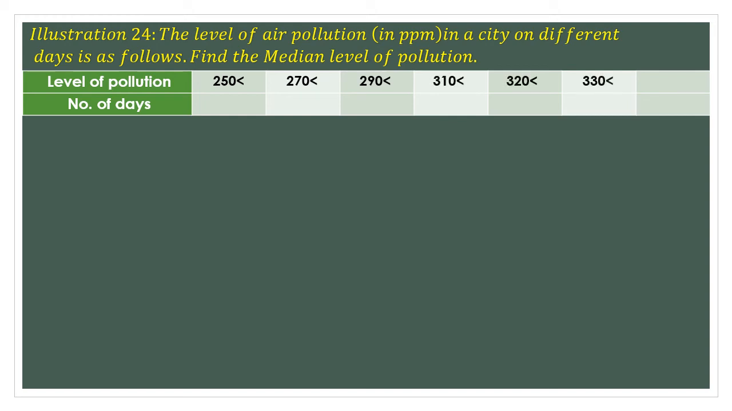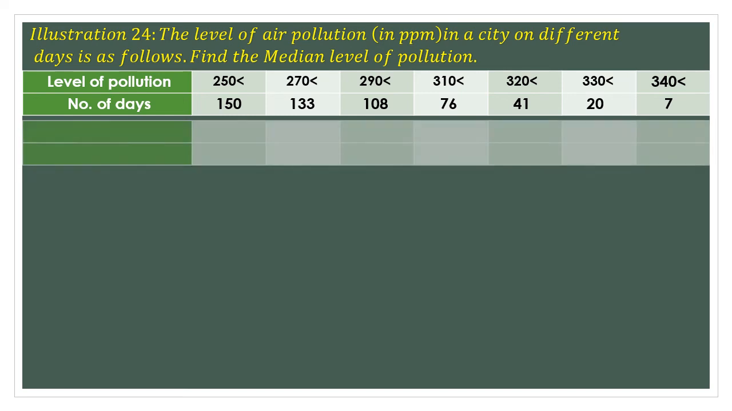320 or more, 330 or more, and 340 or more. You can say or more or above. The number of days are 150, 133, 108, 76, 41, 20, and 7. As you can see, this is also a cumulative type frequency distribution. 250 or above, then 270 or above, the whole distribution is to be converted into a regular frequency distribution.